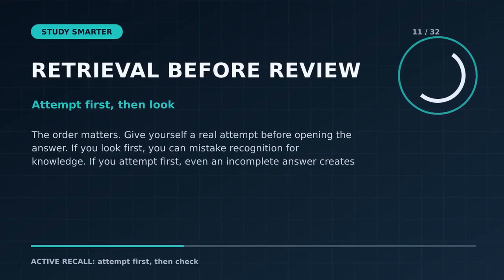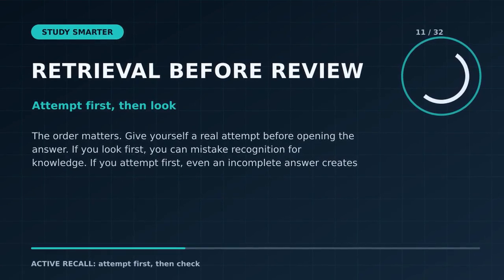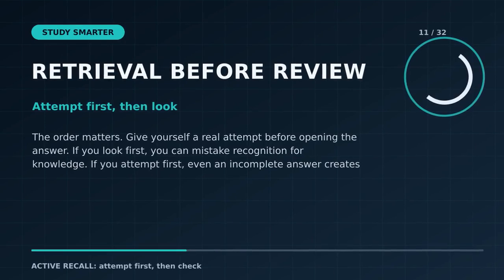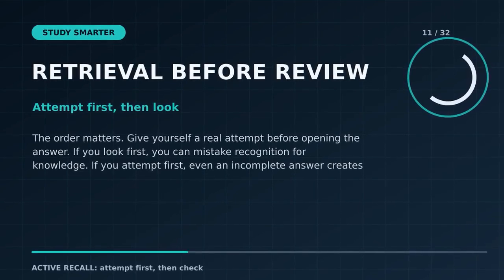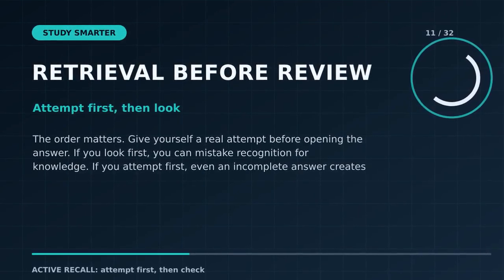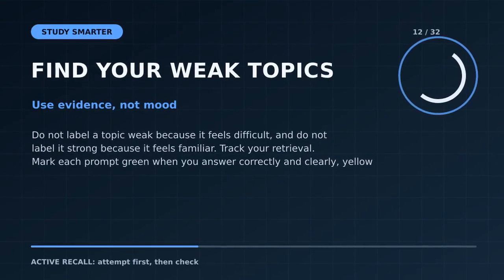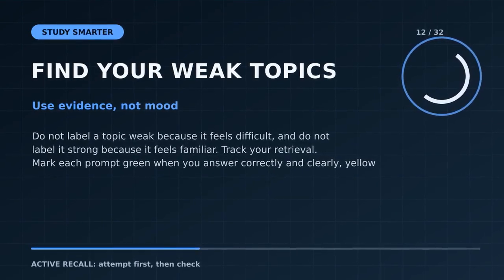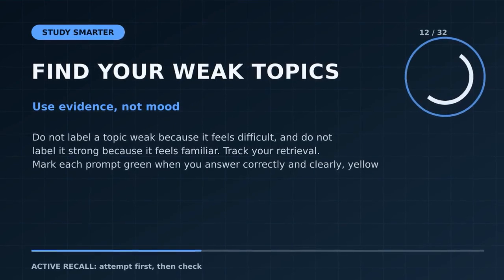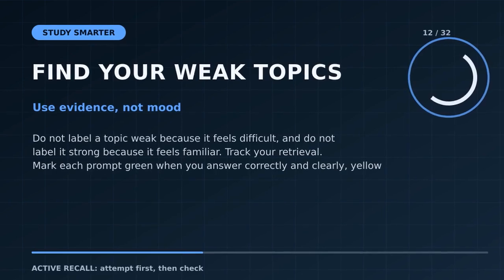The order matters. Give yourself a real attempt before opening the answer. If you look first, you can mistake recognition for knowledge. If you attempt first, even an incomplete answer creates useful feedback. Check, add the missing detail in a different color or line, and repeat the prompt later rather than rereading the whole page immediately. Do not label a topic weak because it feels difficult, and do not label it strong because it feels familiar. Track your retrieval.